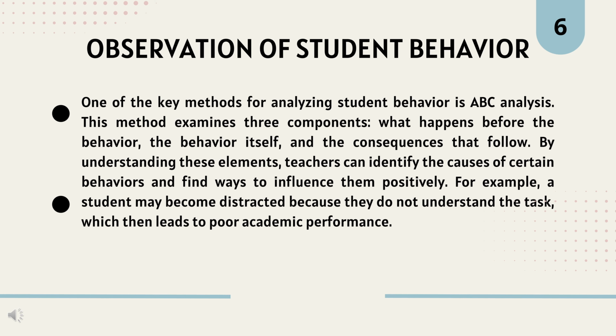A particularly important method for analyzing student behavior is ABC analysis. This method considers three elements: what precedes the behavior, the behavior itself, and the consequences that follow it. Such sequence is pedagogically valuable because it allows the teacher to move beyond the surface of behavior and consider the conditions that produce it. The example given on the slide is instructive. Distraction may arise not from unwillingness alone, but from misunderstanding of the task. If so, the behavioral problem is linked directly with instructional difficulty. Observation in this case becomes a means of diagnosis rather than mere control.